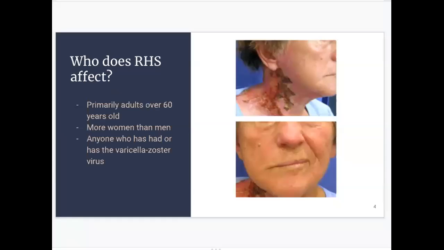So, who does RHS affect? RHS primarily affects adults over 60. However, children can still develop it, although it is rare. Women tend to get RHS more than men, and anyone who has had the virus is susceptible. To the right is a rash, an example of facial palsy, consistent with RHS.